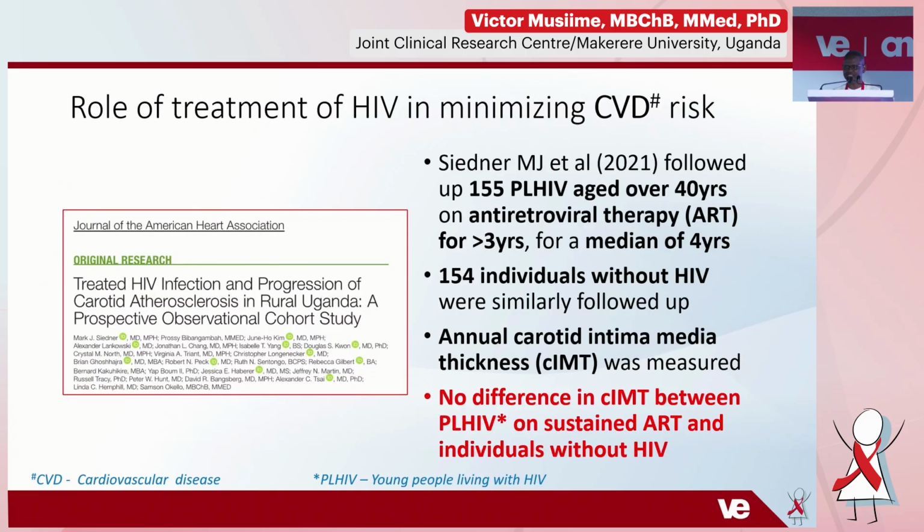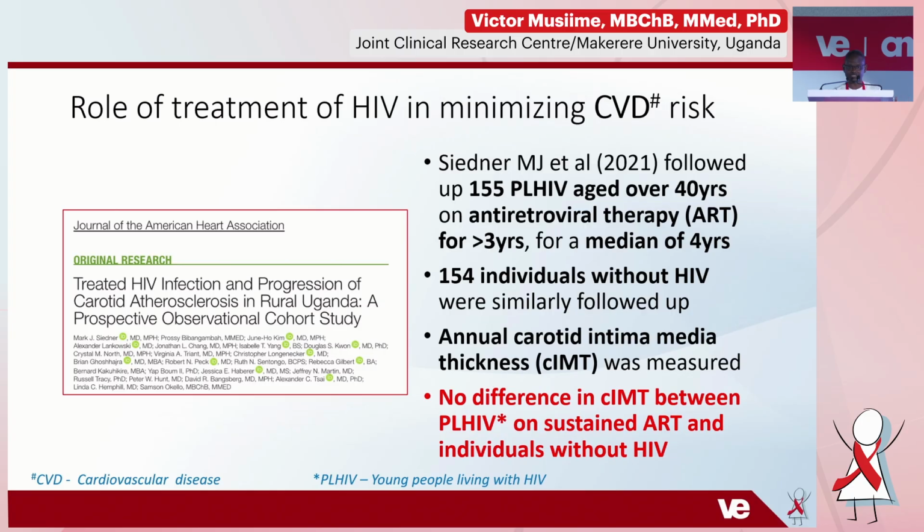So another study was done, the same exact population that Mosepele's study enrolled. These were adults living with HIV, over 40 years of age, and 155 of them were compared with those without HIV. They were followed up for over 4 years. The median was 4 years. They had been on ART for over 3 years. And they measured their markers of thickening of their carotids, what they call the carotid IMT. So they measured this annually. And at the end of the 4-year follow-up, there was no difference in the thickness of their carotids.